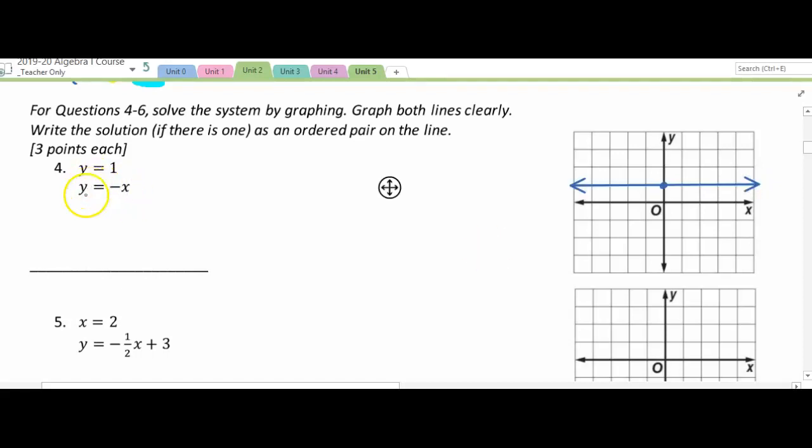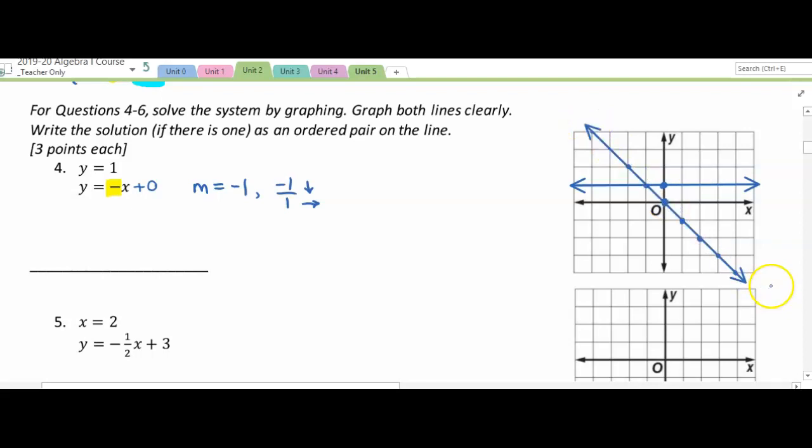If a line has an x and a y, that's when we begin with b and move m. Notice there is no b, there is no number added right here. So we'll just start at 0 and we will move m. The slope is -1. In other words, -1 over 1 means go down 1, right 1. And I'm going to repeat that all the way across my graph. Then I will connect my dots.